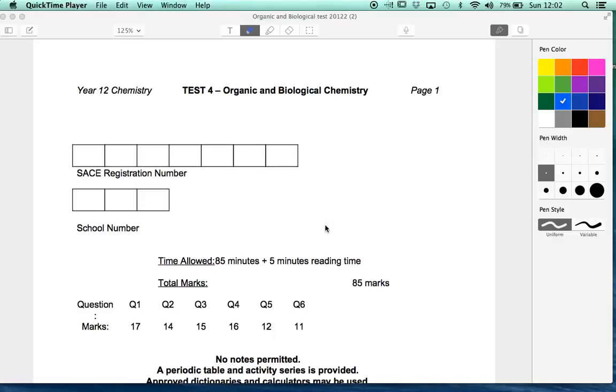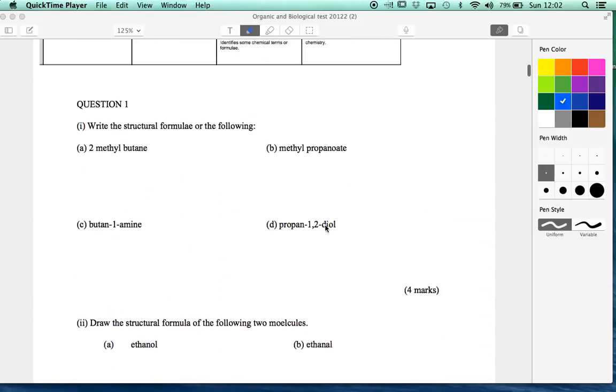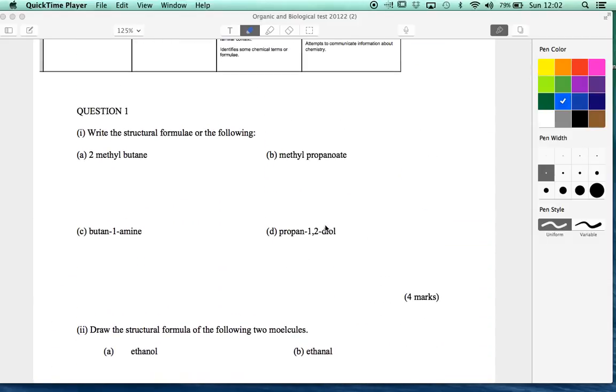I'm going through test 4, organic and biological chemistry. I'm going to go through most of the tests just to help you understand where you might have made mistakes and stuff like that. So if we look here at question 1, this was a really simple one. I think I put a dash in there when I wrote. But really easy. This is all stuff that you should have done in year 11.